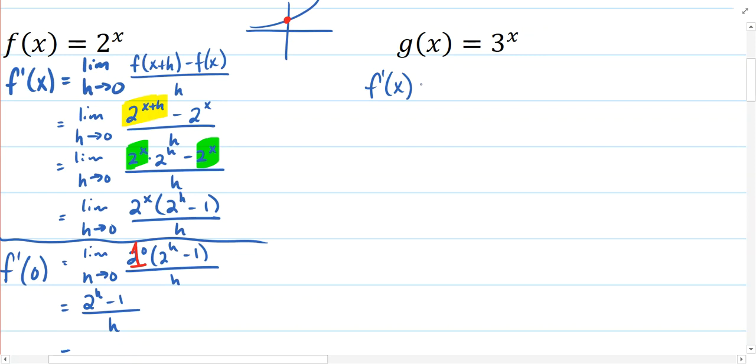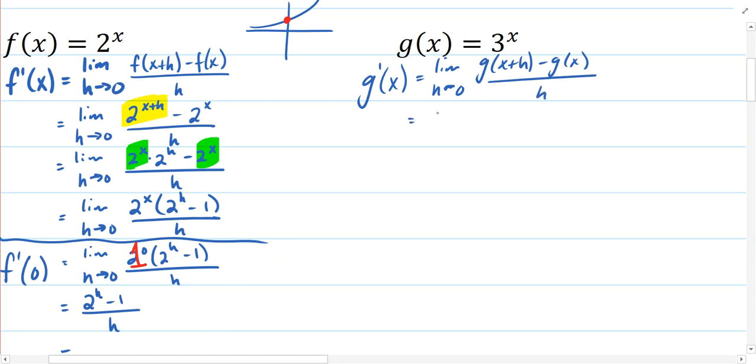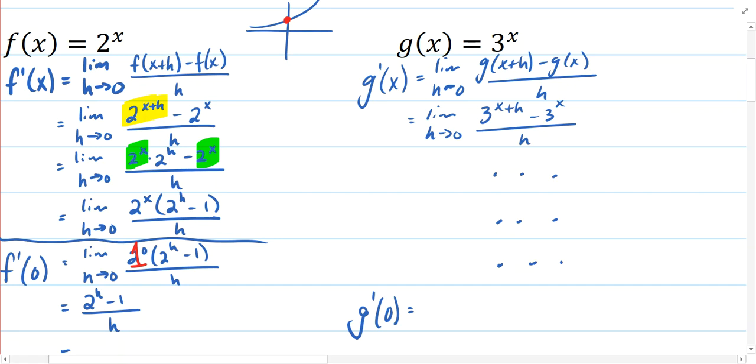The derivative is not of f of x, but the derivative of g is equal to the limit as h approaches 0 of g of x plus h minus g of x divided by h, which again would be the limit as h approaches 0 of 3 to the x plus h power minus 3 to the power of x divided by h. And in all honesty, the remaining expression is going to execute just the same way. And so we can now claim that g prime at 0 would be the limit as h approaches 0 of 3 to the h power minus 1 divided by h.